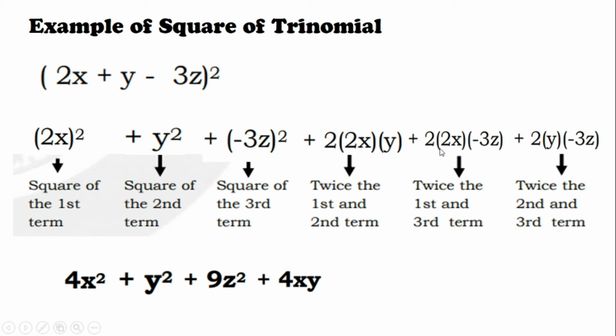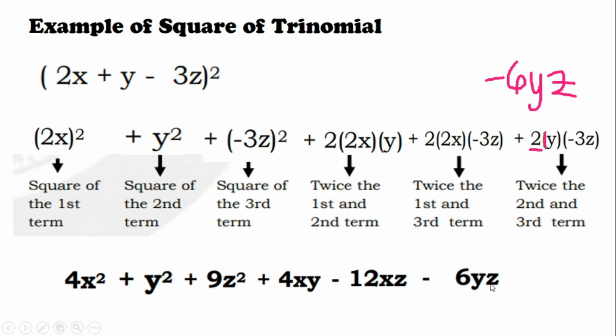Next is 2 times 2 times negative 3. 2 times 2, 4, times negative 3, that's negative 12. Then, variables x and z. So, plus and minus, negative wins. So, negative 12xz. Here, we have 2, understood that there is a 1, and negative 3. So, 2 times 1, that's 2, times negative 3, that's negative 6. And the variables are y and z. So, positive and negative, so minus 6yz.